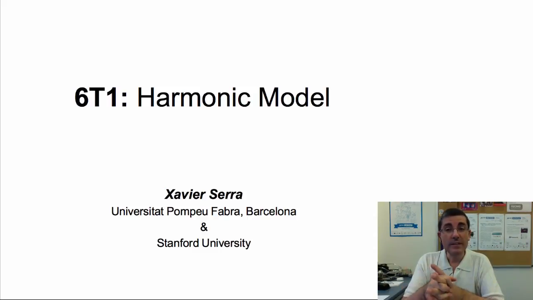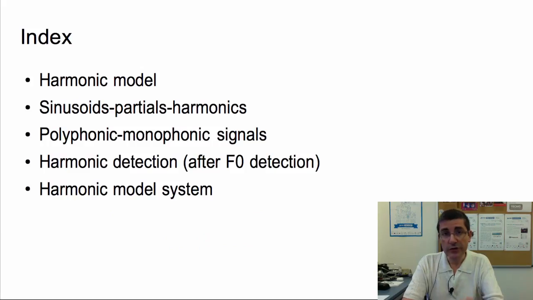Last week we talked about the sinusoidal model, and now, following the path towards a more flexible and higher level representation of sounds, we present the harmonic model. We will first introduce the actual model, then talk about the difference between sinusoids, partials, and harmonics, then discuss the difference between polyphonic and monophonic signals, then present the idea of how to detect these harmonics from a sound, given that we know the fundamental frequency, which is going to be a topic of the next lecture. And then we'll put it together into an analysis synthesis system, the harmonic model system.